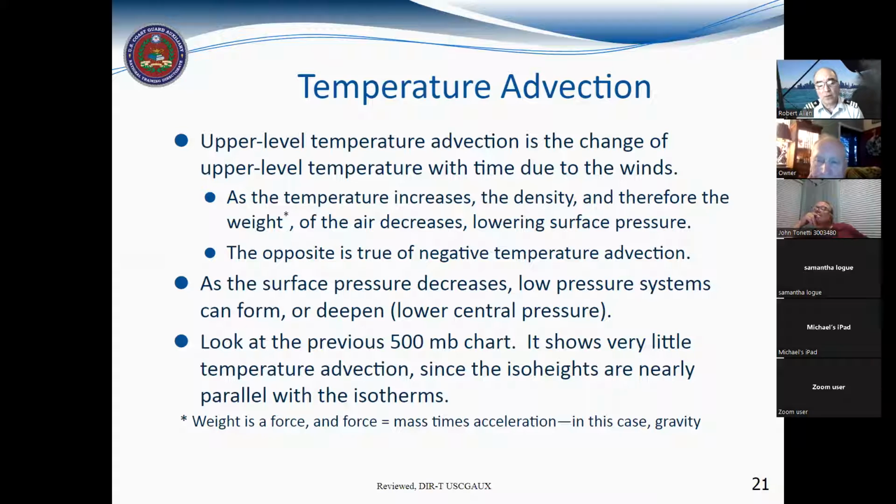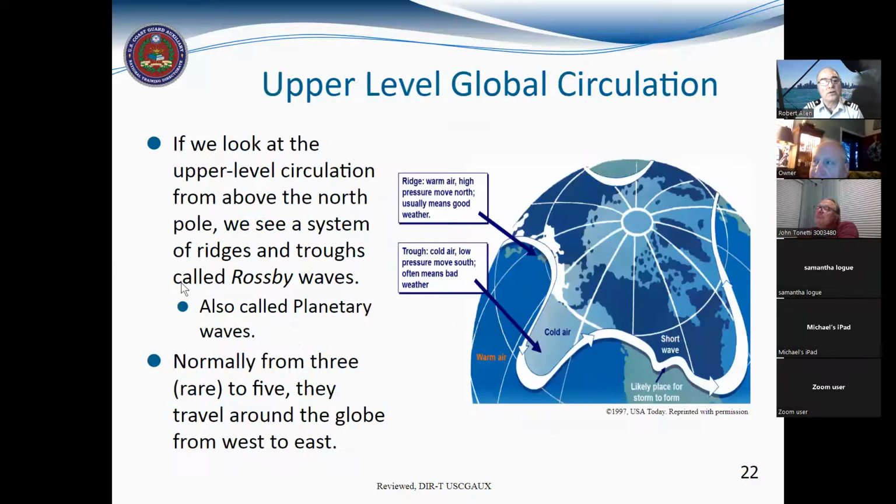So weight is a force, and if you want to calculate what a force is, it's mass times acceleration. So in the case of pressure force, gravity is pulling that column of air down towards the ground, and that's what's giving it force. And that's why you call it a force, because gravity is the force that is pulling that weight of air towards the center of the Earth.